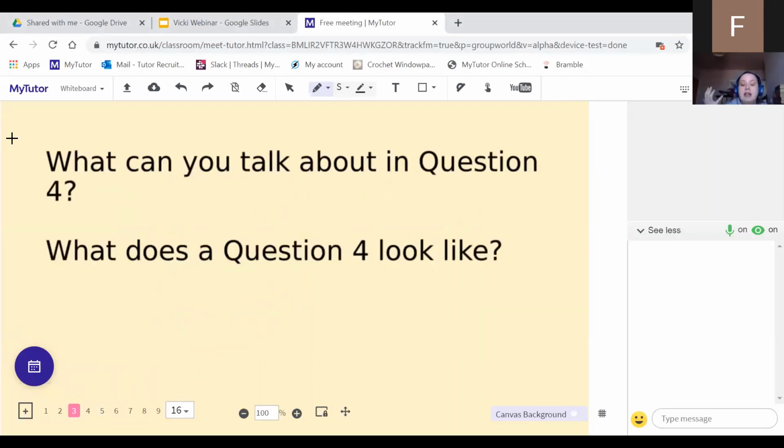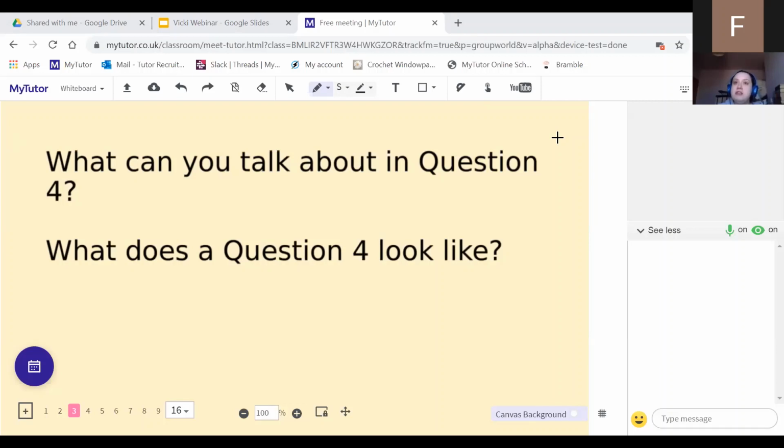So what can you talk about or speak about in question 4, and what does a question 4 look like? What can you remember that we talked about from yesterday's session? Oh yeah, characterization, Millie. That's a really nice one. Forgot that one. Cracking. Yeah, it's much longer. Absolutely.